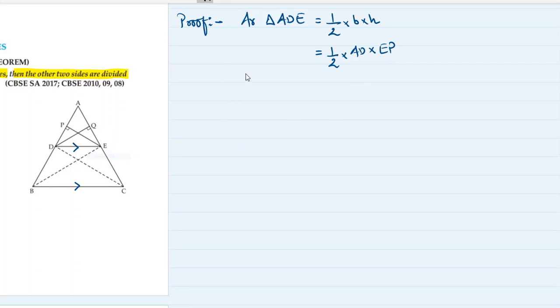Okay, then what is the area of triangle EDB? Can you see triangle EDB? This is triangle EDB. Now this triangle EDB, its area is again half into base into height. Half into base into height. Okay. Now can you tell me what is the base of triangle EDB?